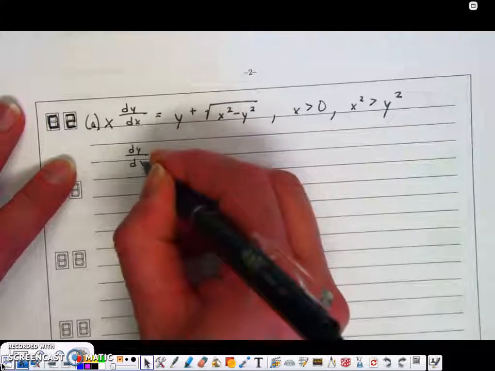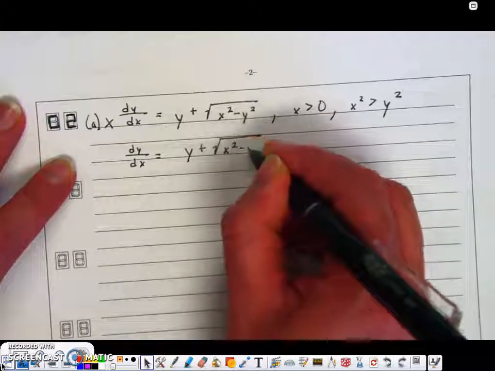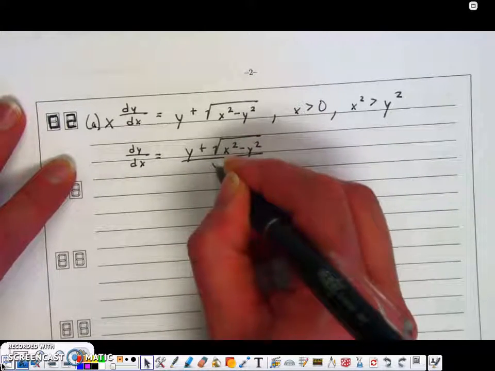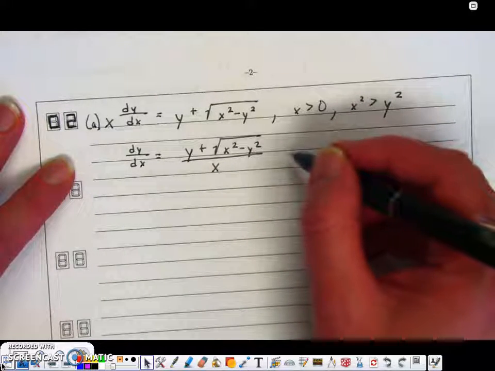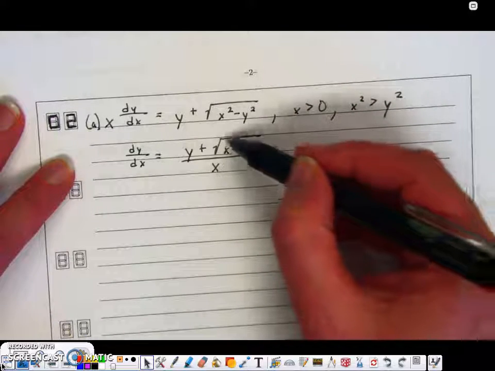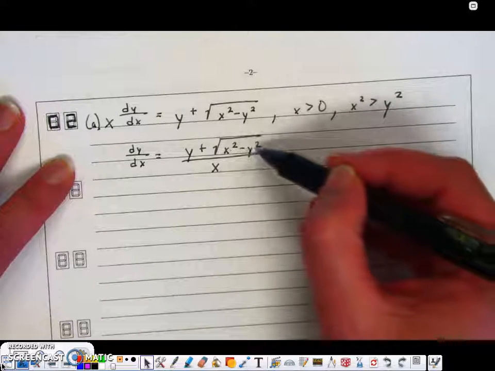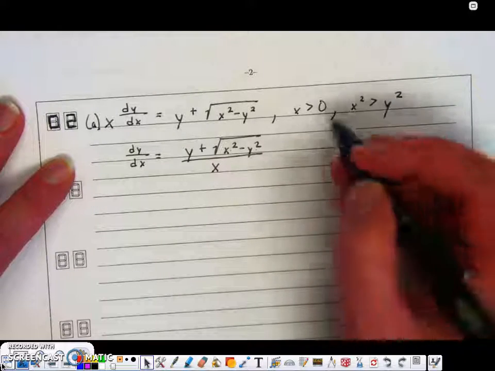So I'm going to do that first. So you have dy/dx equals y plus the square root of x squared minus y squared, all over x. And all you have to do is look at the degree of the numerator and the denominator. This is degree 1. If you take the square root of something squared, that's degree 1, this is degree 1, this is degree 1. The highest power of each term is to the 1.